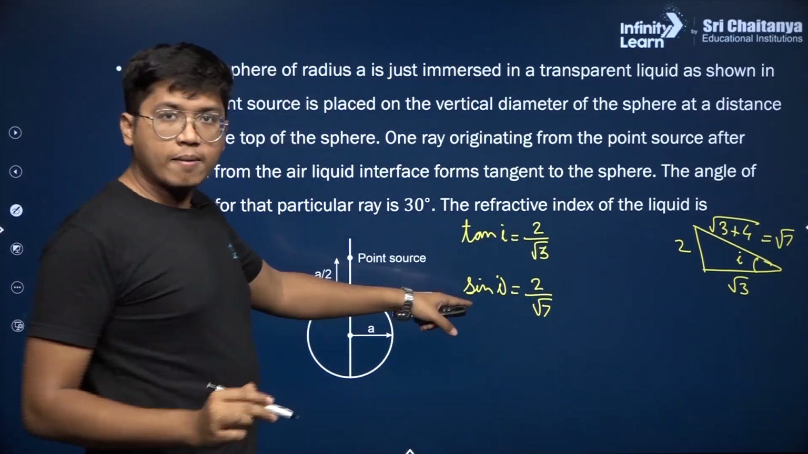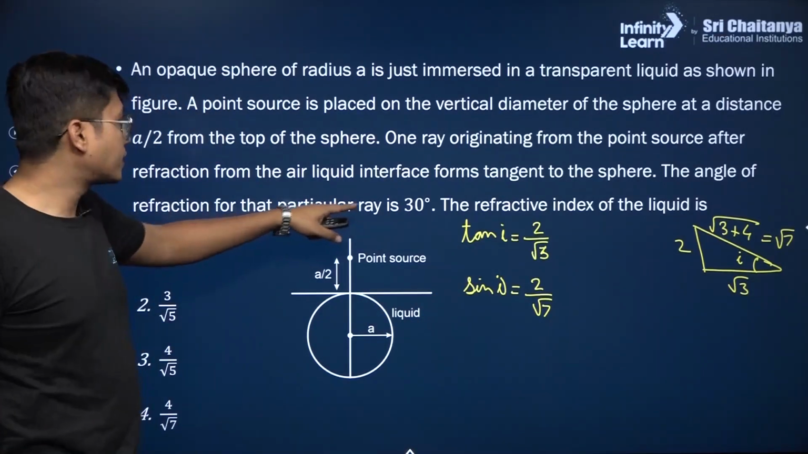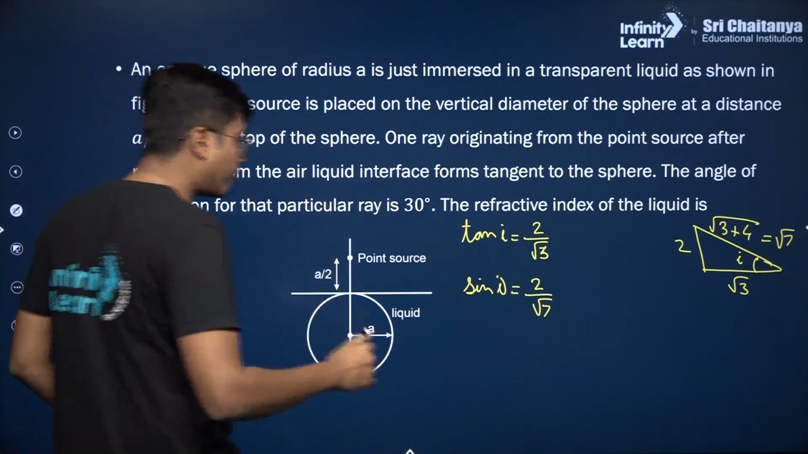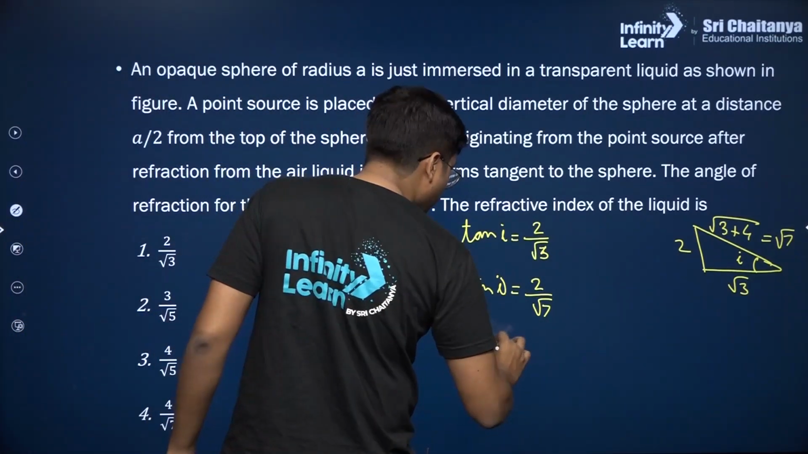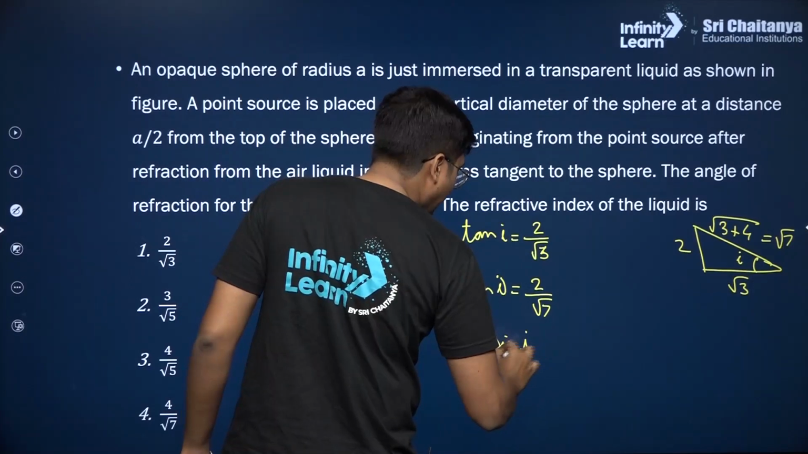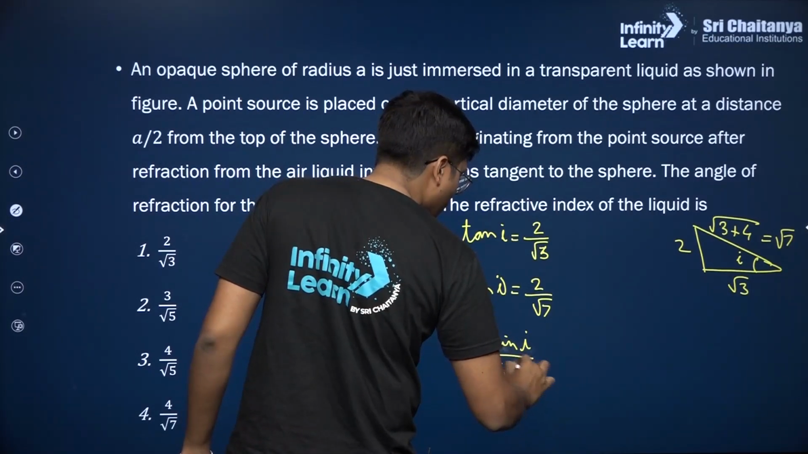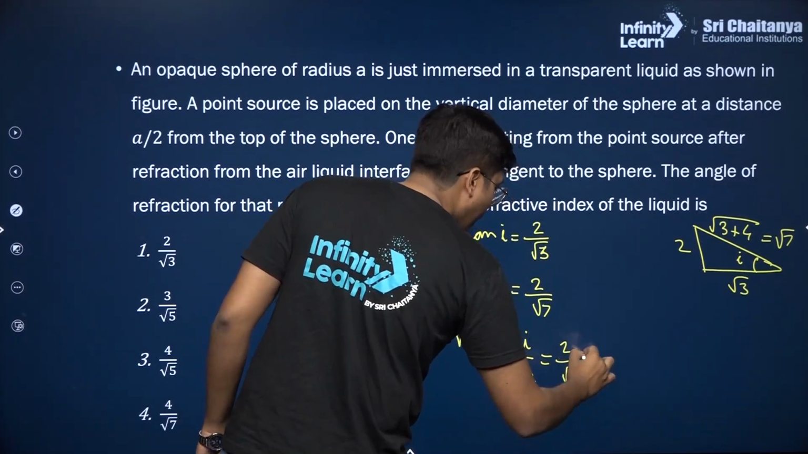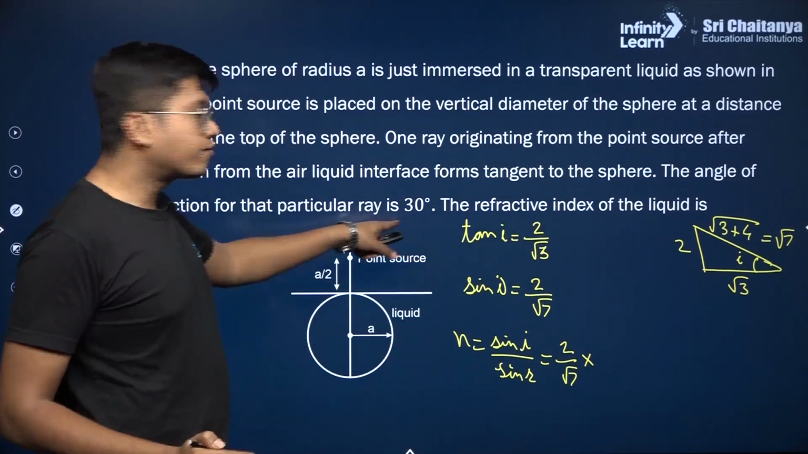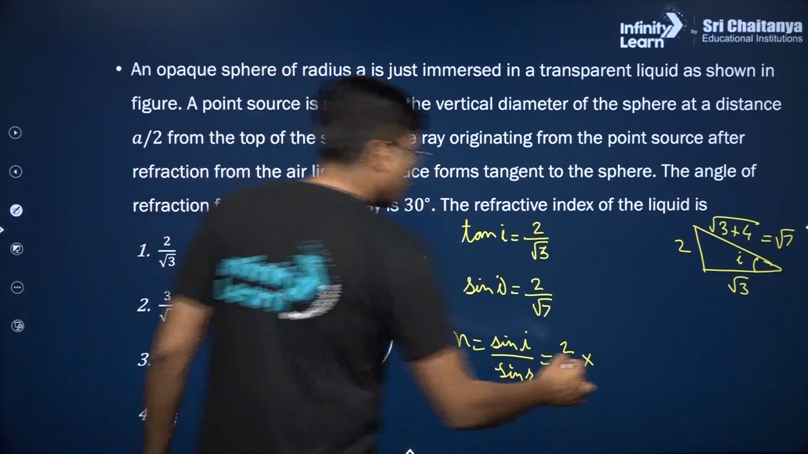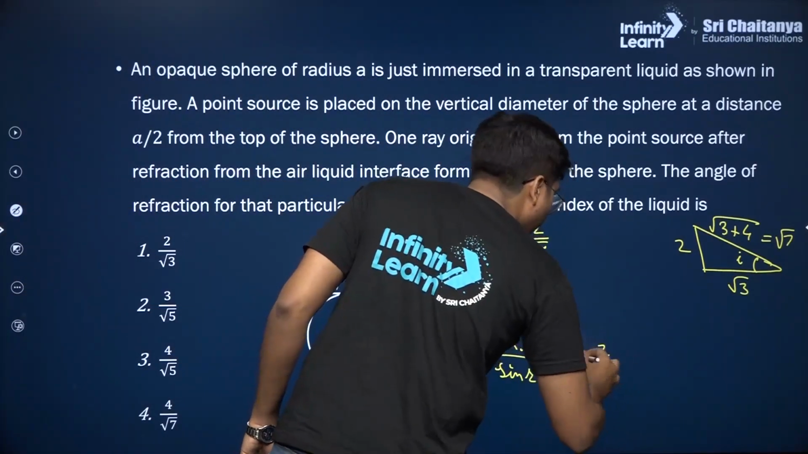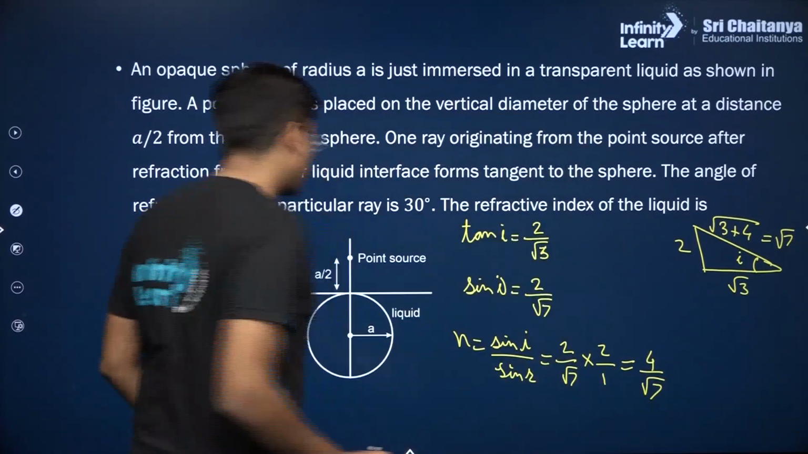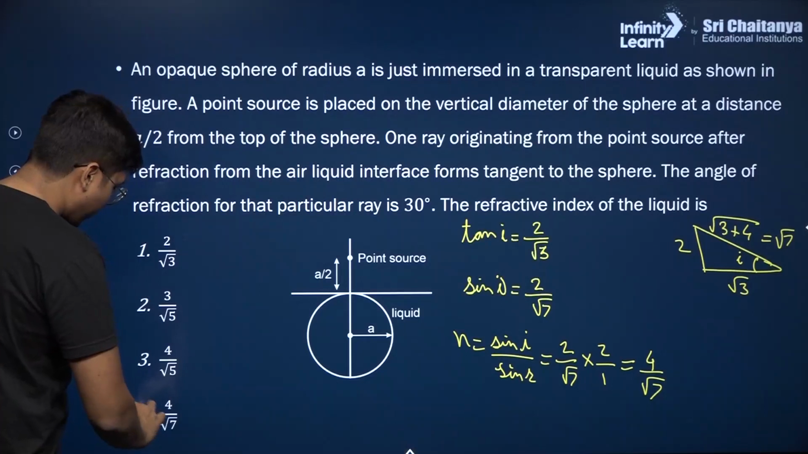Now we have sin I and we also have sin R, because the R value is given to us. The angle of refraction is given. So the refractive index of the liquid, N, is equal to sin I by sin R. Sin I is 2 by root 7 and sin R is sine of 30 degrees. Sine of 30 degrees is half. So you have half, that makes it 4 by root 7. So your refractive index is 4 by root 7 here.